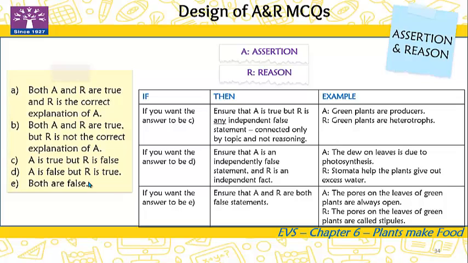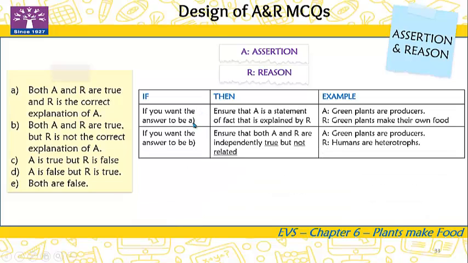Now, what we said is that the multiple choice answers themselves help decide how you want to design your assertion reason question. So if you want the answer to be A, that is, both A and R are true and R is the correct explanation of A, then you have to ensure that A is a statement of fact that is explained by R, which is also a statement of fact.